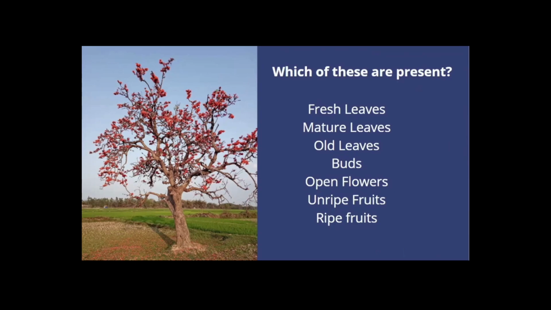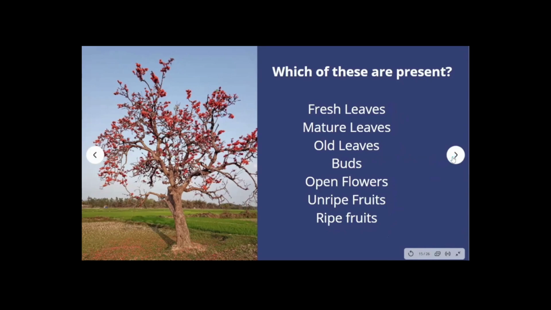So once every week, you go to your tree and then you look at the tree, and then you record which phenophases are present in this tree, and you try to quantify those phenophases. So what are the different phenophases that one looks at? Here is a list. A participant will look for fresh, mature, and old leaves. They'll look for buds and open flowers. They'll also look for unripened, ripe fruits.